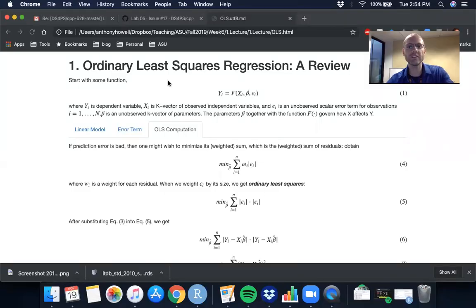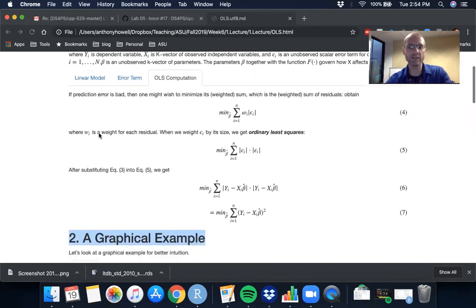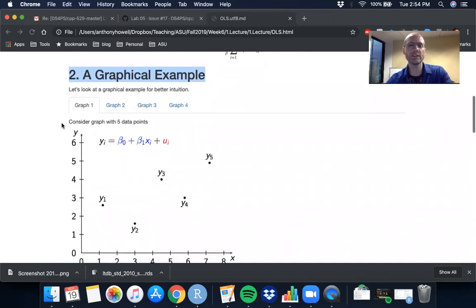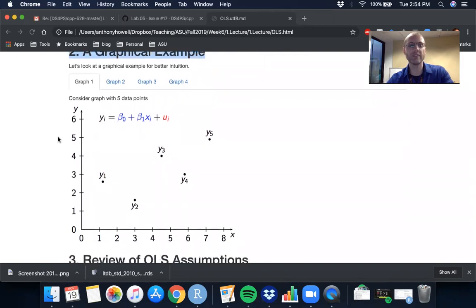Okay, so the last video, just give a very quick review, hopefully for most of you, into OLS multiple regression. We want to look a little bit more at the intuition, so we'll take a look at a graphical example. Let's say we have a very simple data set. There's one X variable and one Y variable. And for our XY combination, we have 5 observations, Y1 through Y5.